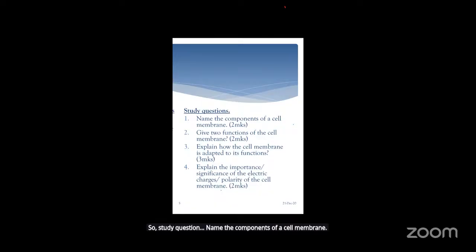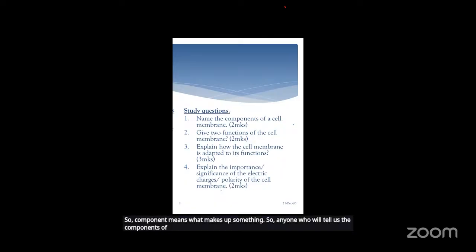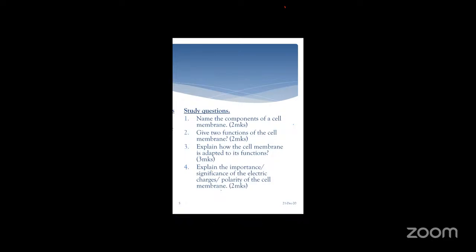Component means what makes up something. So anyone who will tell us the components of a cell membrane, what makes up a cell membrane? Anyone is free to answer. We have just studied them. There are 3. What makes up a cell membrane?